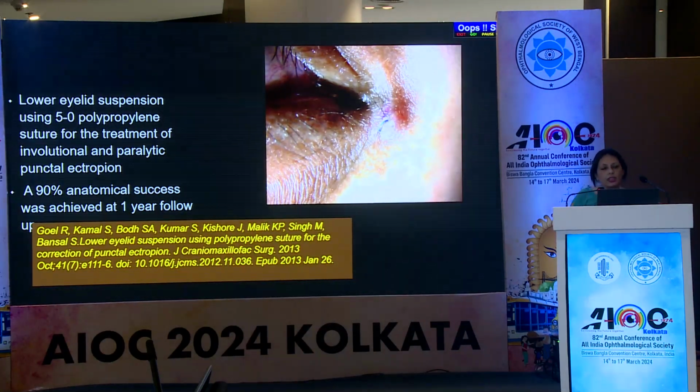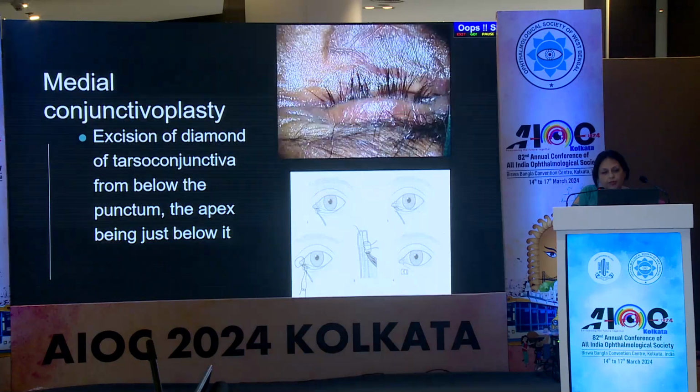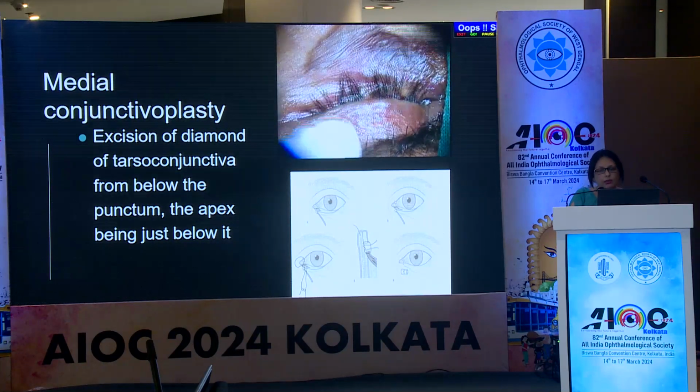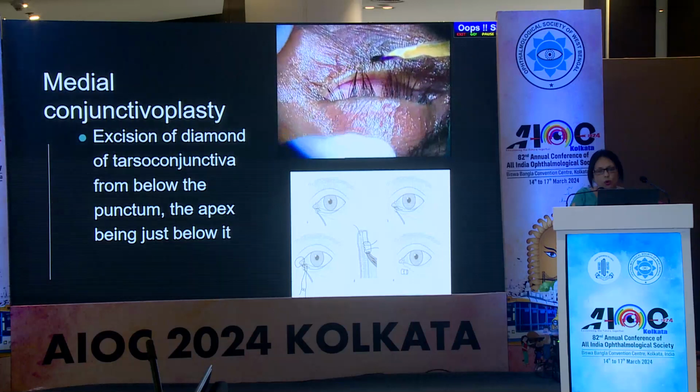Now another procedure, that is the suspension suture, that was described by Dr. Malik et al., and we later on studied it further using a 5-0 prolene suture to suspend the lower lid in involutional ectropion, and I'll show you the video together. And this can be combined with various procedures, that is the medial conjunctivoplasty, where you just have to correct the medial ectropion. So you can combine the two procedures.